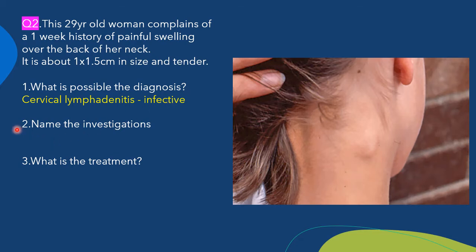Name the investigations for her: full blood count, ESR, ultrasound of the neck, and biopsy or fine needle aspiration cytology. What is the treatment for the patient? Course of antibiotics, analgesics, and if it fails to resolve, then excision biopsy.